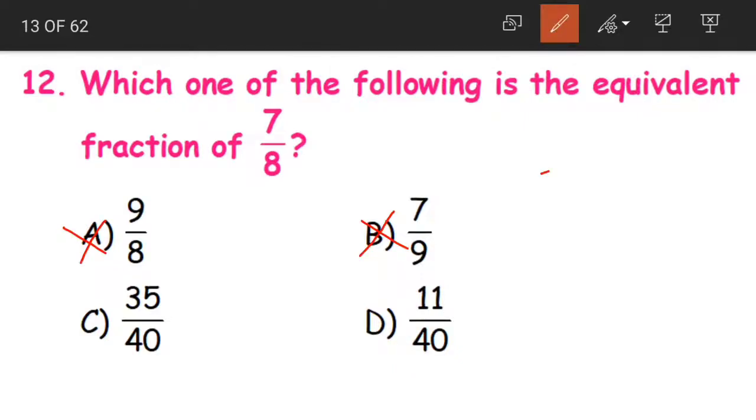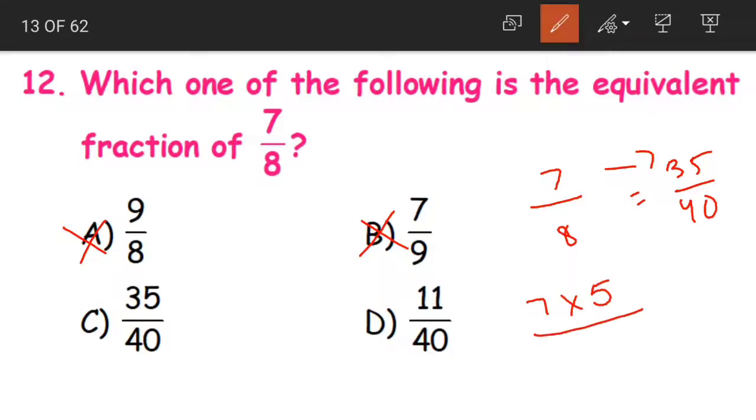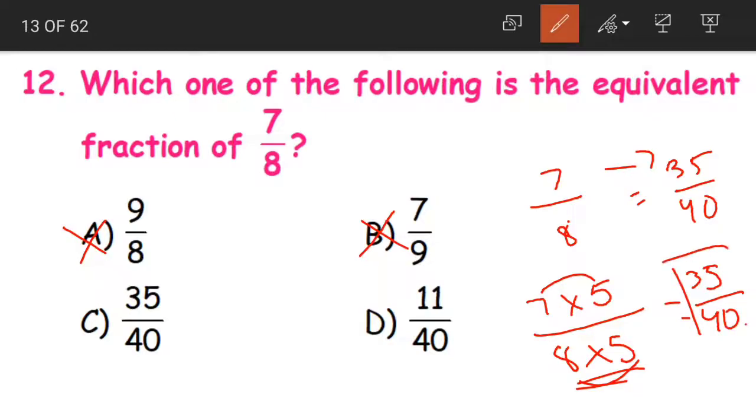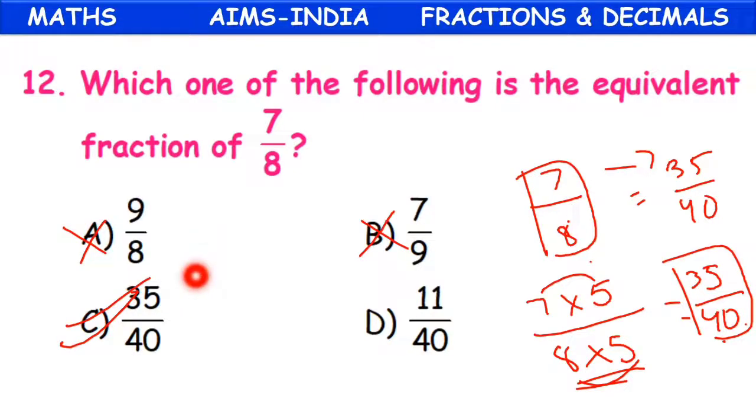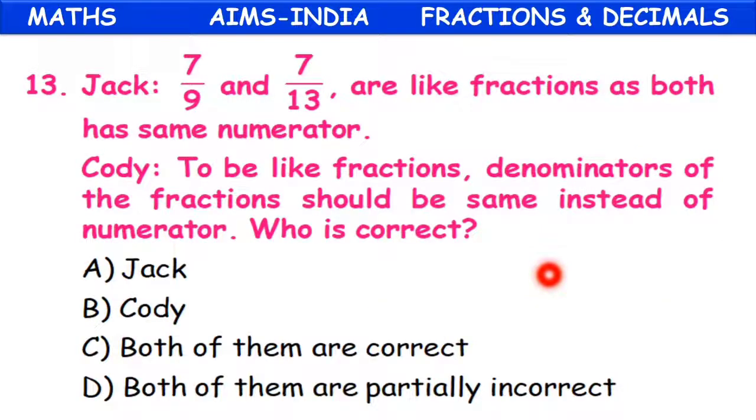Coming to option C, 35 by 40. How will we get 35, children? 7 into 5 is equal to 35. Yes, so as we have multiplied the numerator by 5, we will multiply the denominator also by 5. 7 5s are 35, 8 5s are 40. So 35 by 40 is our equivalent fraction of 7 by 8. When we multiplied both numerator and denominator by 5, we got our equivalent fraction 35 by 40. Next question 13.